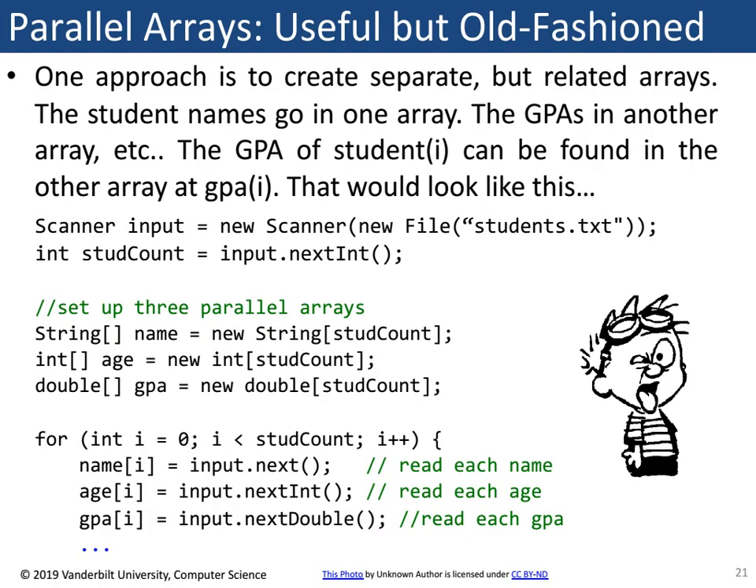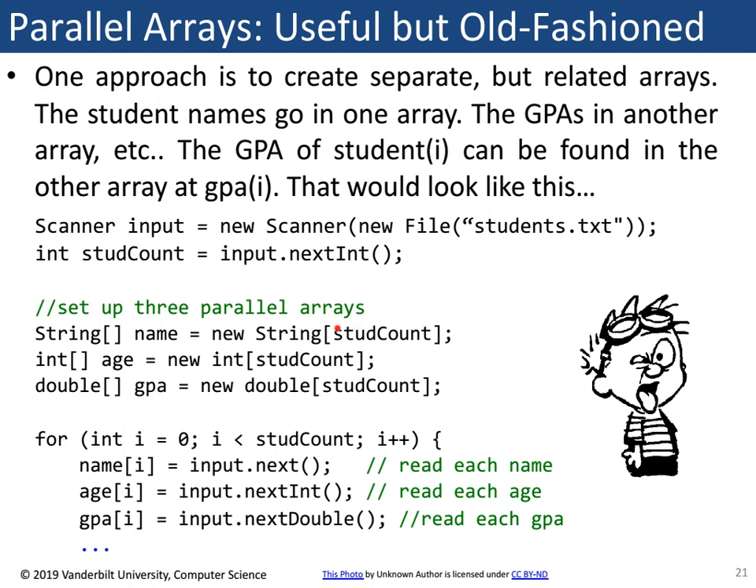One way we could go about doing this would be to create separate, however related, arrays. So an array for student name, an array for student age, and an array for student GPA. Then we could print just the student name and GPA arrays to the file. That would work. And it would look something like this, right? These 3 parallel arrays, one for name, which is a string array, one for age, which is an integer array, and one for GPA, which is a double array.